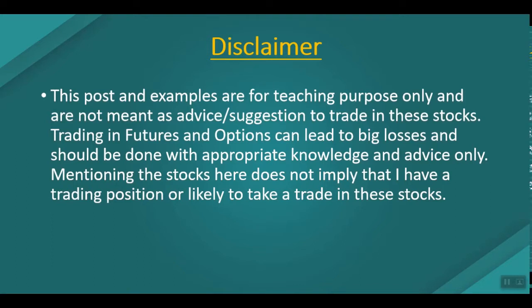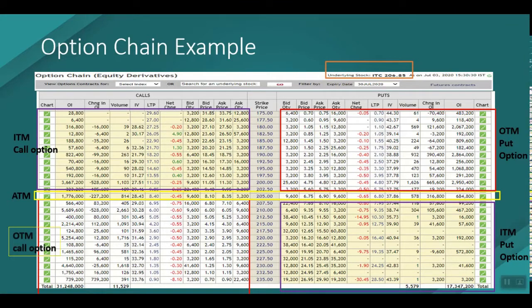Initially we looked at the options basics in our chapter 1 video. Now this is an option chain for ITC. Here you can see the underlying stock price for ITC is 206.85, and the expiry date is 30th July. The stock price is 206, so 205 will be the at the money option. Whatever data is available on the left side of the strike price belongs to call options and the right side belongs to put options.